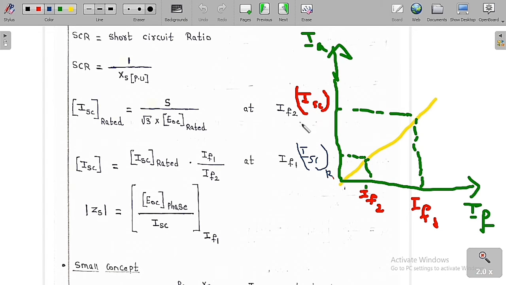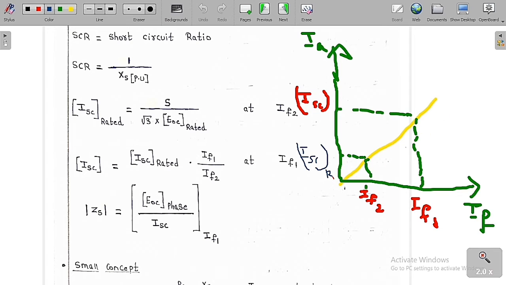I have already told you how to figure out the ISC rated. It is S by root 3 into VOC rated, because S is equal to root 3 into VL into IL. So IL is equal to S by root 3 into VL. Therefore, if you take the rated line voltage you are going to get the rated current. So ISC rated is equal to S by root 3 into VOC rated. From this you are going to get the ISC rated.